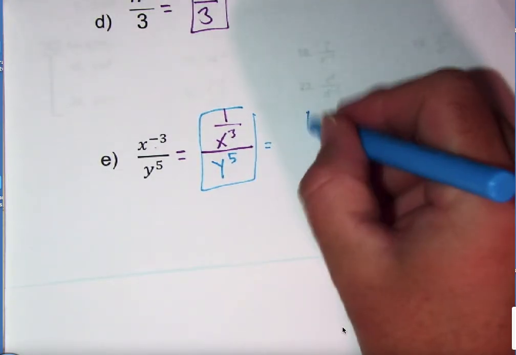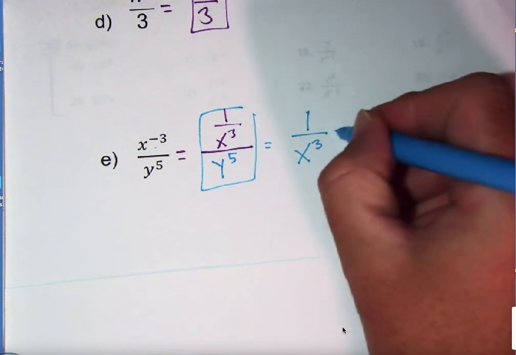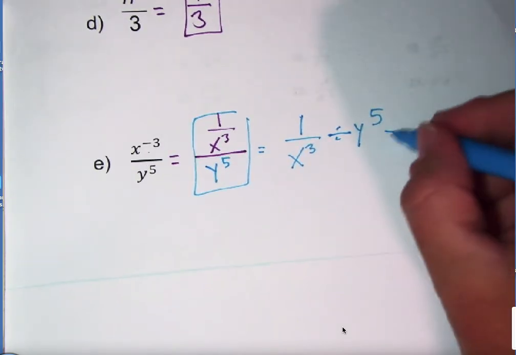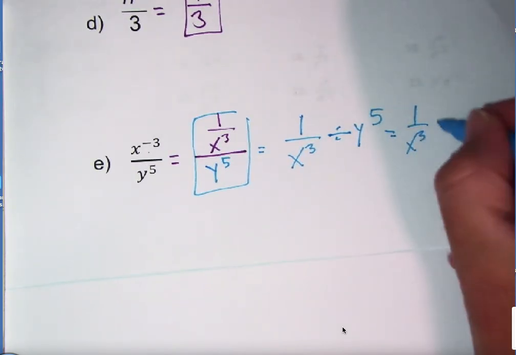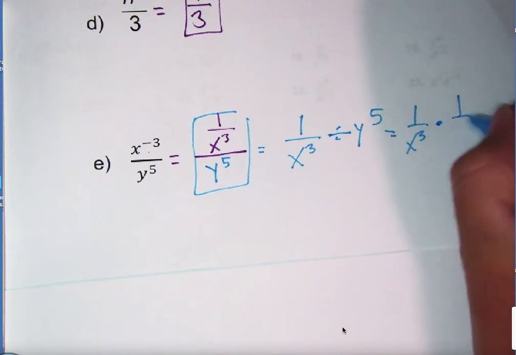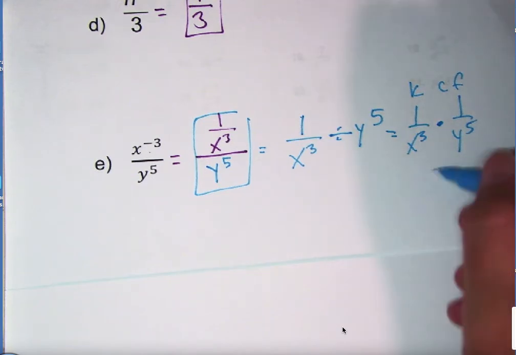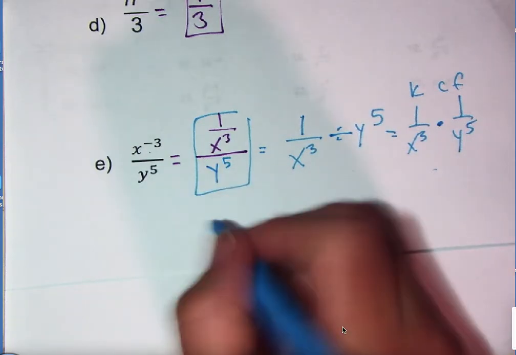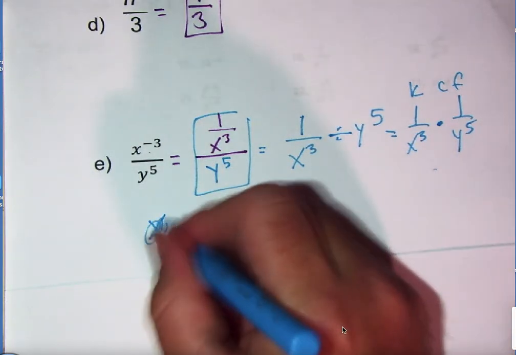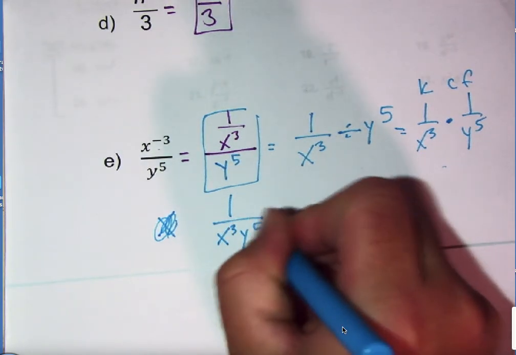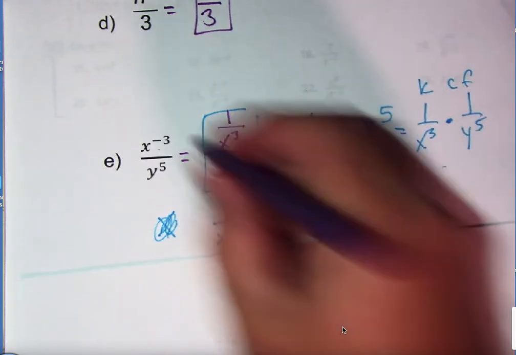And we can do it using division, so it's 1 over x to the third divided by y to the fifth, which equals 1 over x to the third times 1 over y to the fifth, right? Keep, change, flip. So if we simplify it, we get 1 times 1 is 1, x to the third, y to the fifth. So this is the real simplified answer.